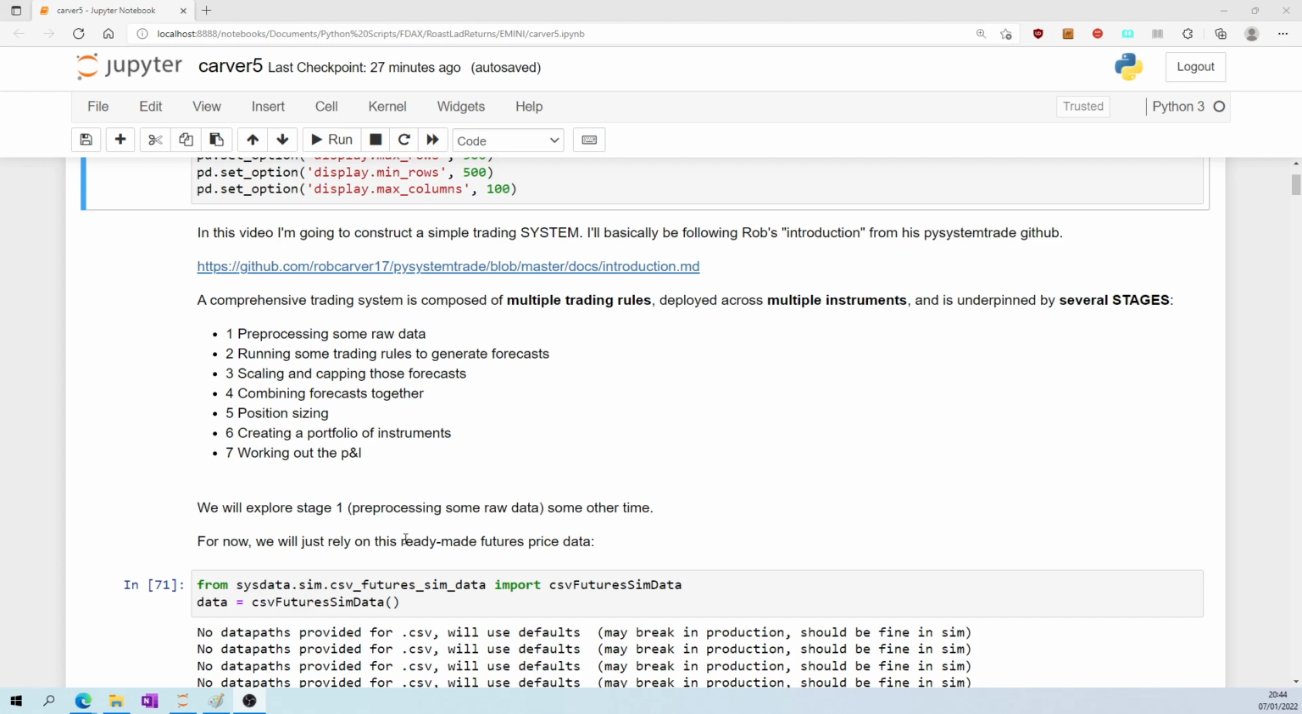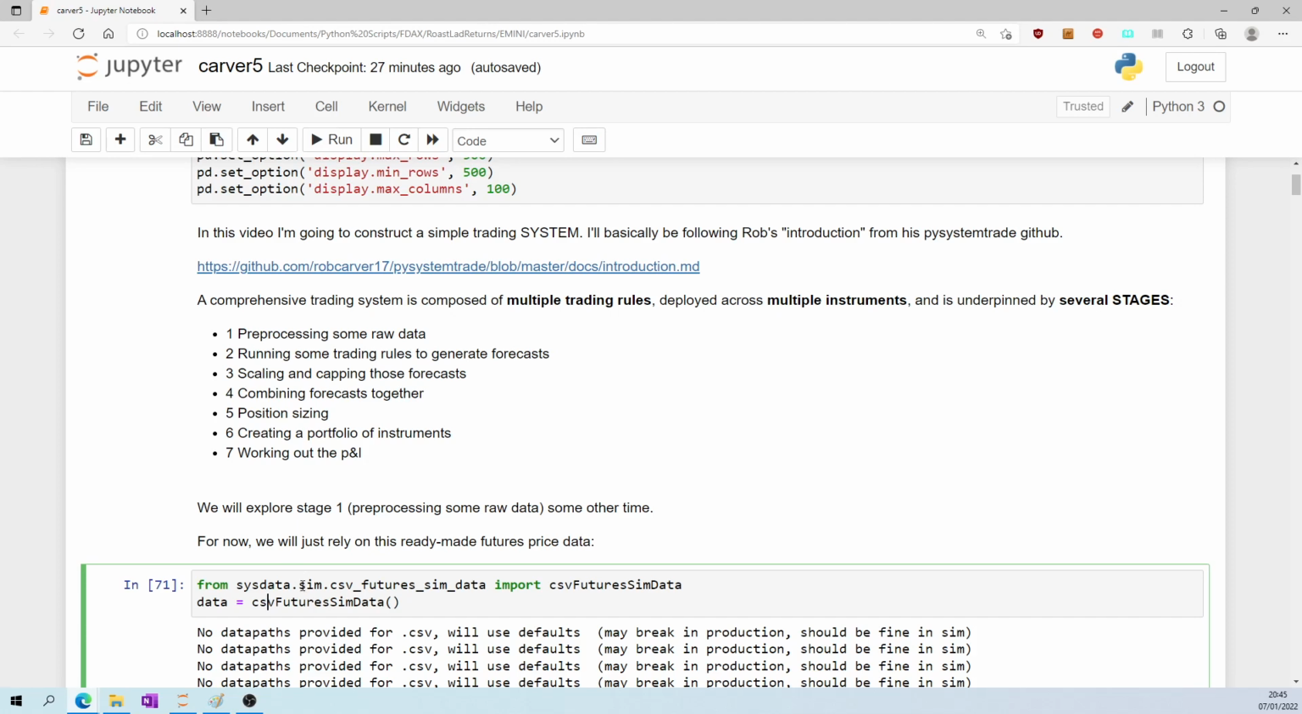For now, we will just rely on this ready-made futures price data. From sysdata, import CSV futures sim data. Data equals CSV futures sim data. So this data object will serve the role of data.